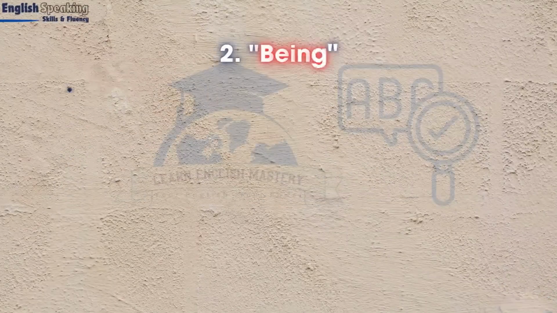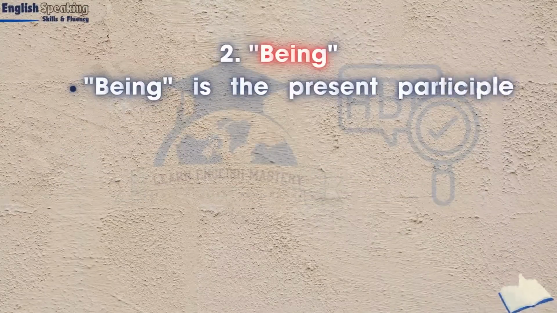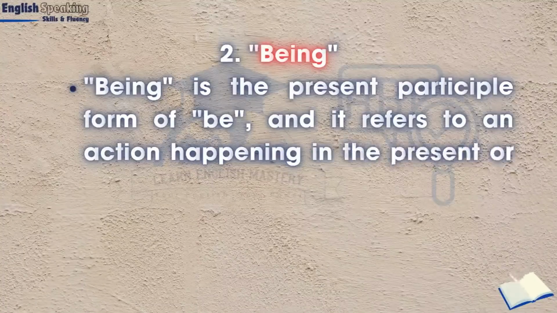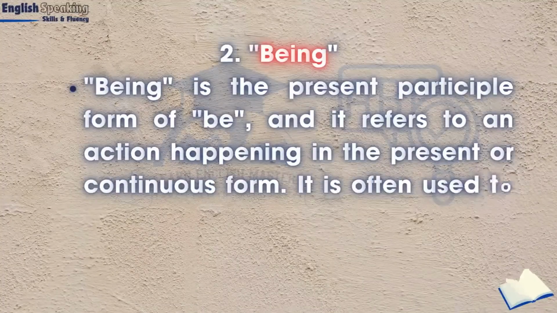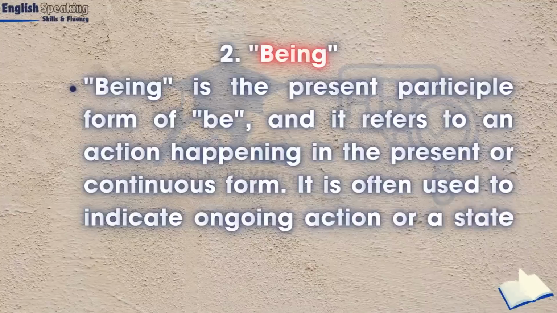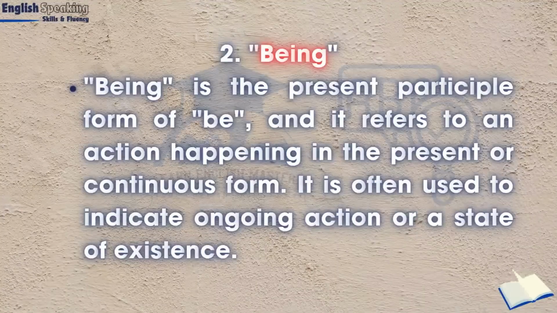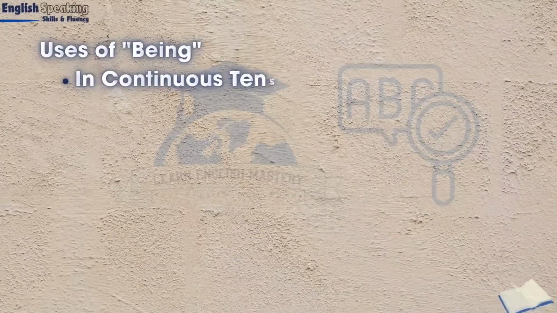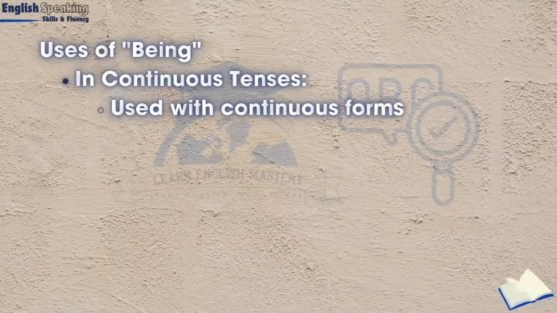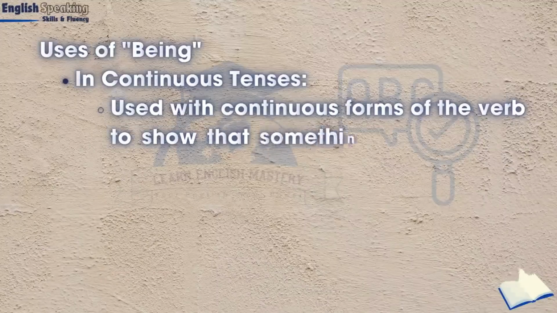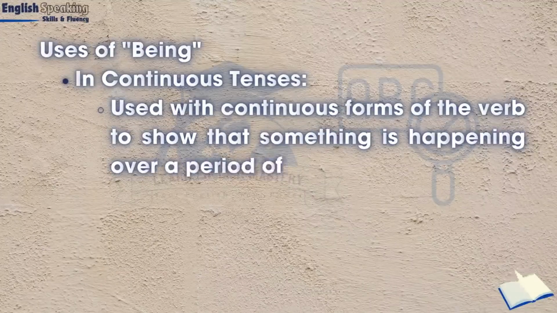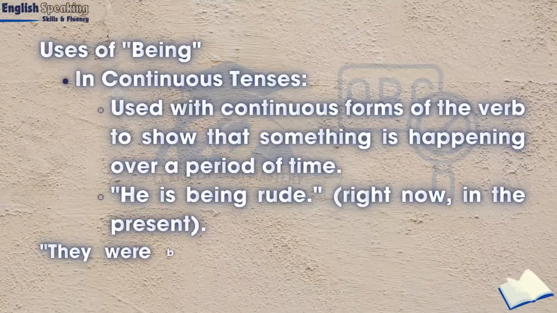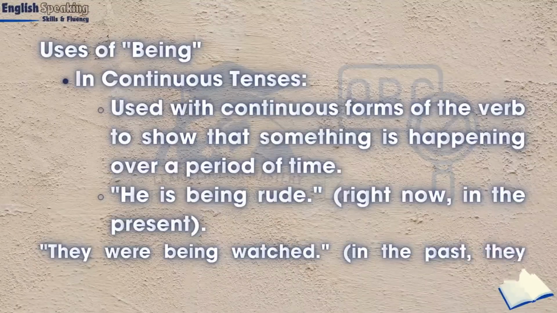2. Being is the present participle form of be, and it refers to an action happening in the present or continuous form. It is often used to indicate ongoing action or a state of existence. Uses of being in continuous tenses, used with continuous forms of the verb to show that something is happening over a period of time. He is being rude right now, in the present.